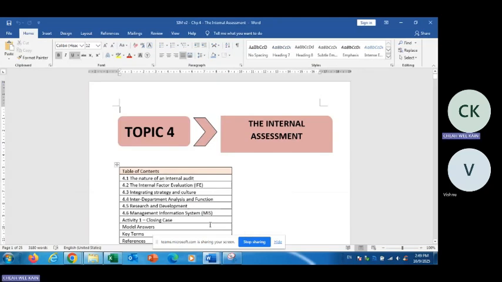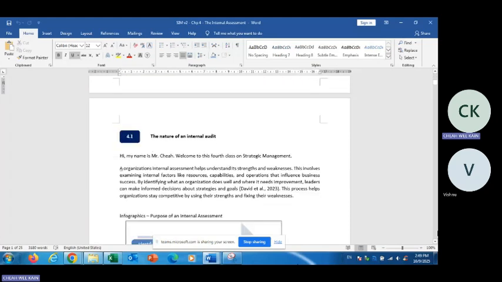Last lesson we finished topic 3. So now we're going to do topic 4, which is about the internal assessment. These are the 6 items. Okay, so we do the first one. What is an internal audit?